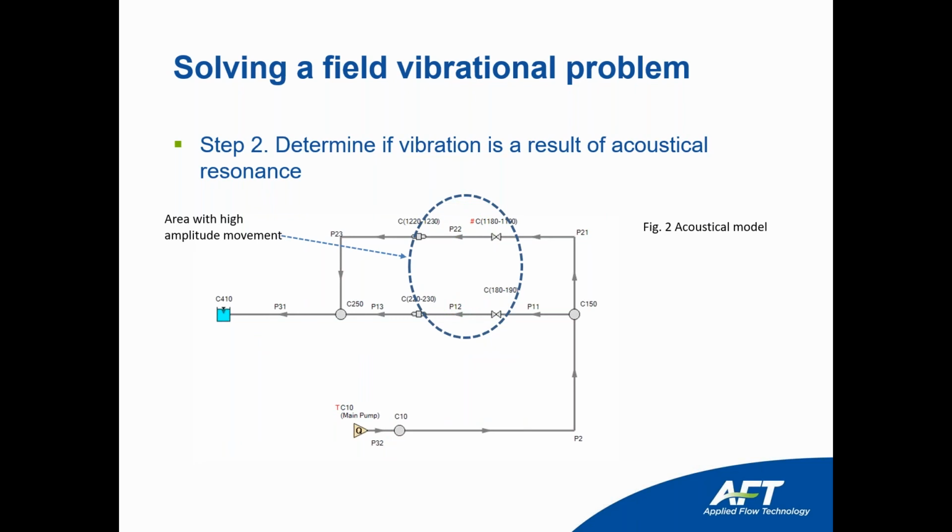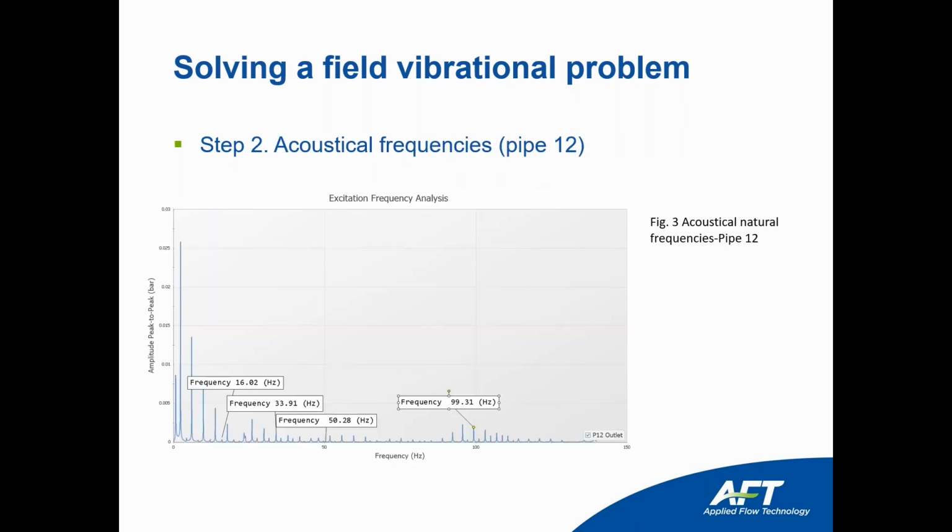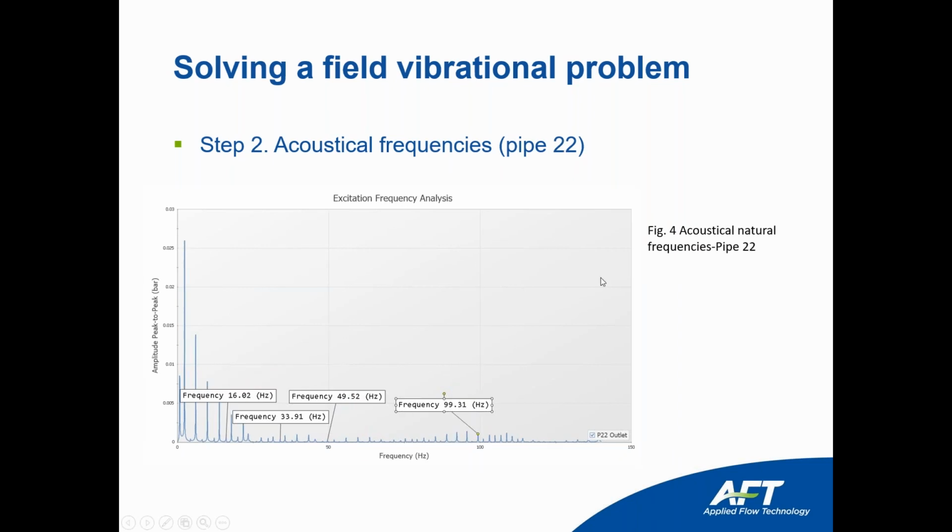So now you would create the model in the system. What do we have here? We have a PD pump discharge that is feeding a tank. And we're seeing problems of high vibration in these two pipes, pipe 22 and pipe 12. So this is where we measured the frequencies, to determine the type of solution that we're going to apply. So first you create the model in Impulse.